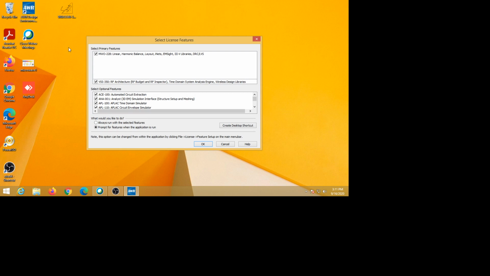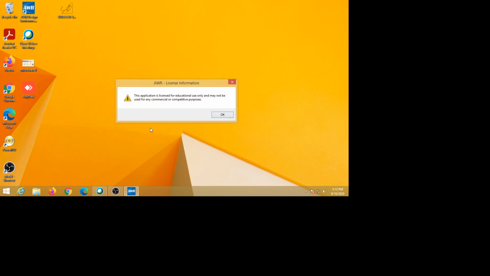Now to open the AWR tool, double click over the AWR icon on the desktop. Then this window will appear. Here all the boxes should be checked, whatever it is showing, and the prompt for features when the application is to run is also checked. Next click OK. Then also click OK.